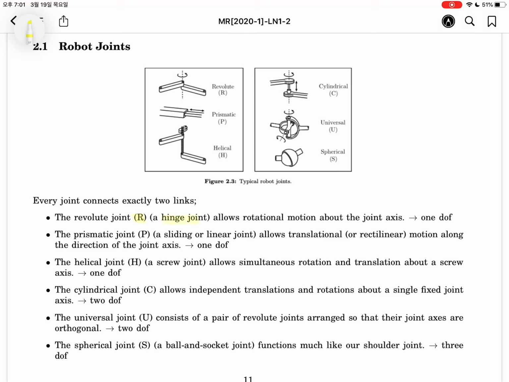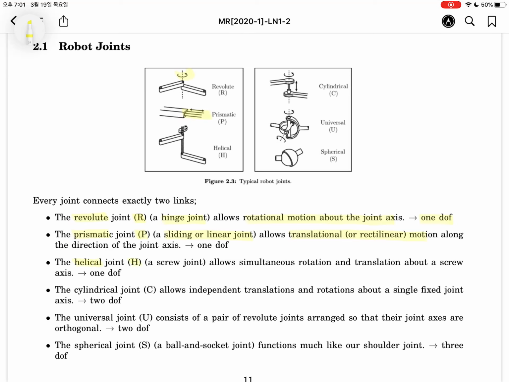As you can see here, the revolute joint has the nickname of the hinge joint. It will be denoted by capital R. It allows rotational motion about the joint axis. It has 1 degree of freedom, like this. The prismatic joint, denoted by P, has the nickname of the sliding joint or linear joint. It allows translational or rectilinear motion along the direction of the joint axis, like this.